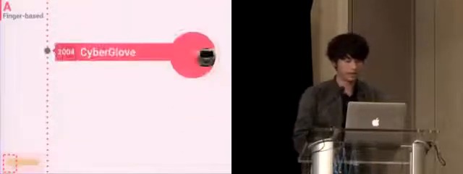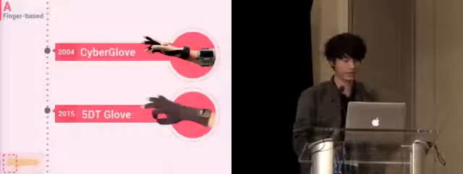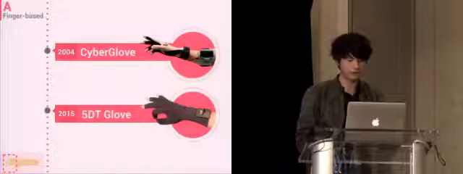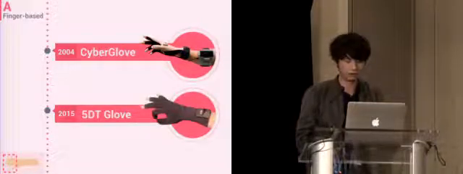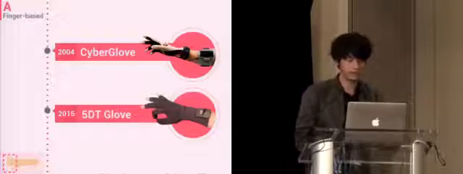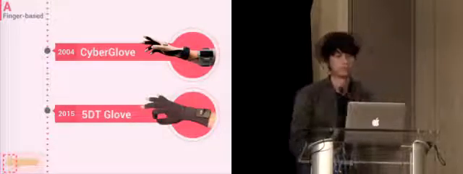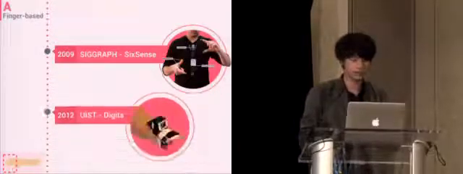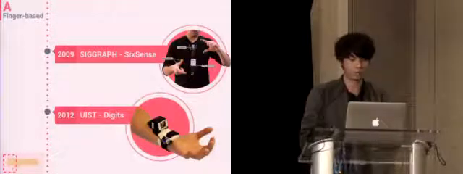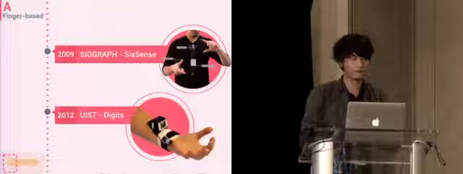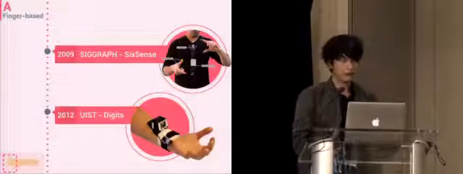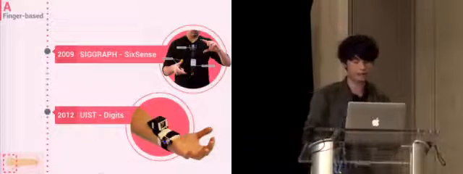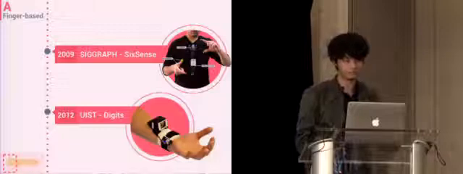CyberGlove and the 5DT Glove are data glove-like devices. Sensors are directly located at finger joints. Although they accurately capture finger movement, the glove form factor reduces tactile feedback and interferes with finger movement. To overcome the discomfort of data gloves, another approach, such as SixthSense and Digits, uses wearable cameras to recognize finger gestures. However, occlusion, heavy computation, and large power consumption are problematic for these vision-based systems.